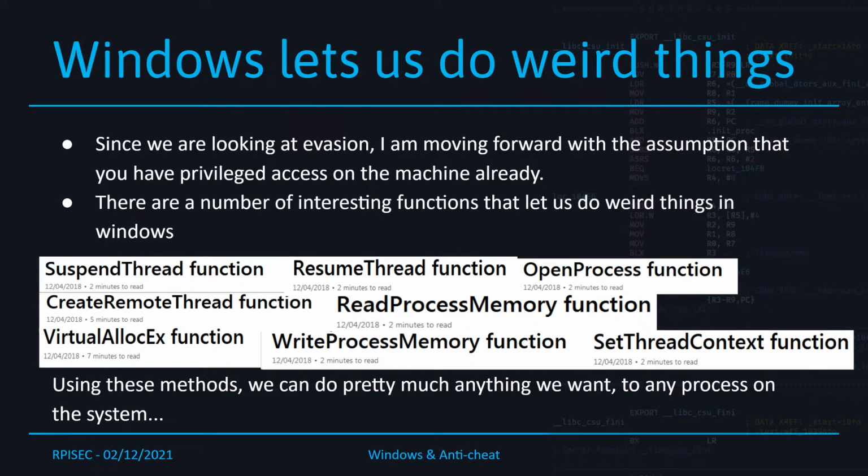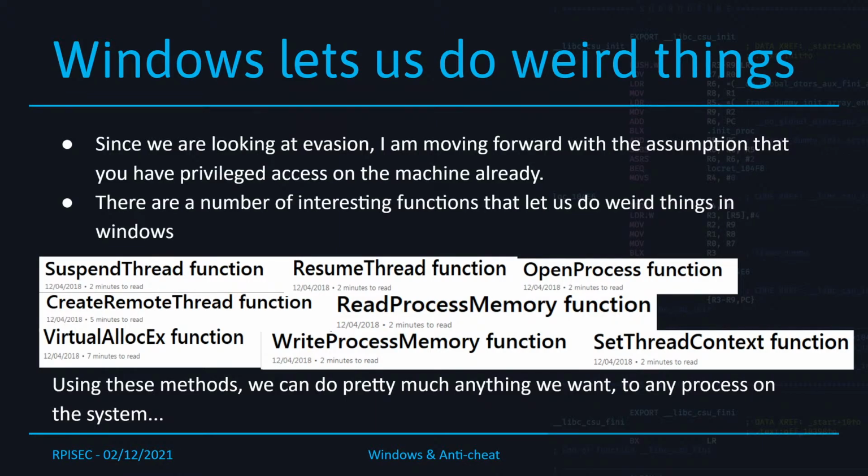Since we're looking at evasion, we're going to assume, as the base level, that we have privileged access on the machine. If all you have is a no-permissions account, you're not going to be doing much here. But because a cheater typically owns their own computer, [citation needed], they will have privileged access to it. They can run things as an administrator, for example, which gives them access to all kinds of things that are useful for debugging and otherwise interacting with other processes.